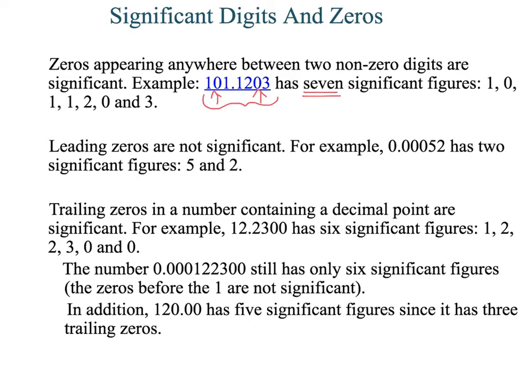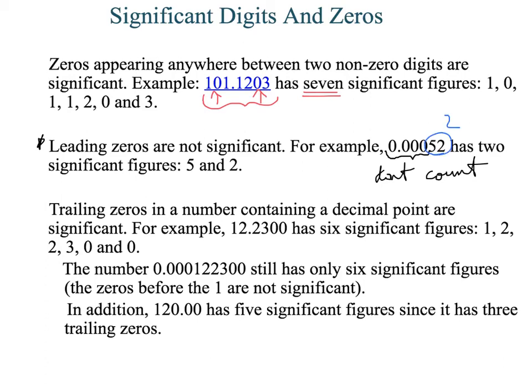The next rule is the one that confuses most students, and that is that leading zeros are not significant. So for example, if you have a value like 0.00052, this only has 2 significant figures, and that's because these leading zeros, or the numbers that are out in front of those non-zero values, they don't count. So I'll write that down, and it's a little bit messy, but they don't count towards your significant total. So in this case, this value only has 2 significant figures.